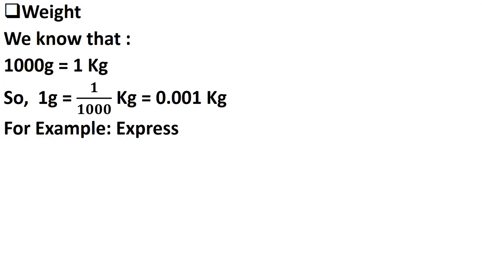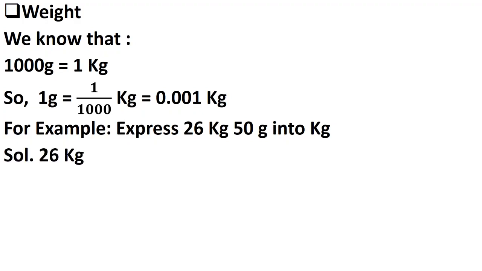For example, see example 1. Express 26 kilogram 50 gram into kilogram. Now see, in this example 26 kilogram is already in kilogram. So we will not convert it. We will let it remain as it is. 26 kilogram will remain as it is. Okay. And what we will do? We will now change this 50 gram, this 50 gram into kilogram.